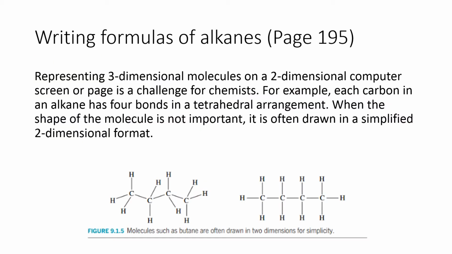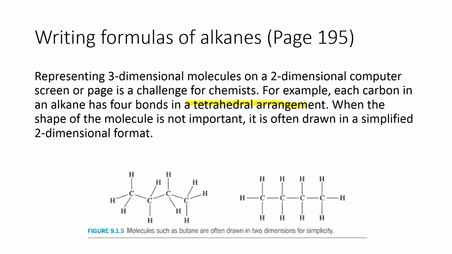Alright, so it says here, representing three-dimensional molecules on a two-dimensional computer screen or page is a challenge for chemists. For example, each carbon of an alkane has 4 bonds in a tetrahedral arrangement. We know that when we are talking about a hydrocarbon, the most popular example that we have used in class was the covalent molecule known as methane. And we know methane consists of 1 carbon and 4 hydrogen, CH4. So in this case, you see that it is of a tetrahedral arrangement.